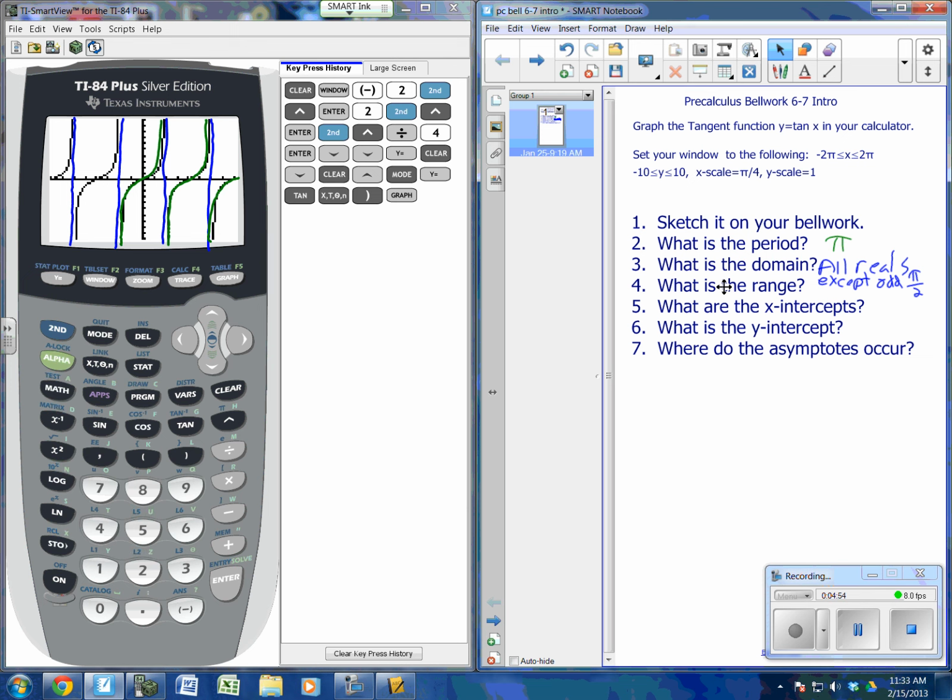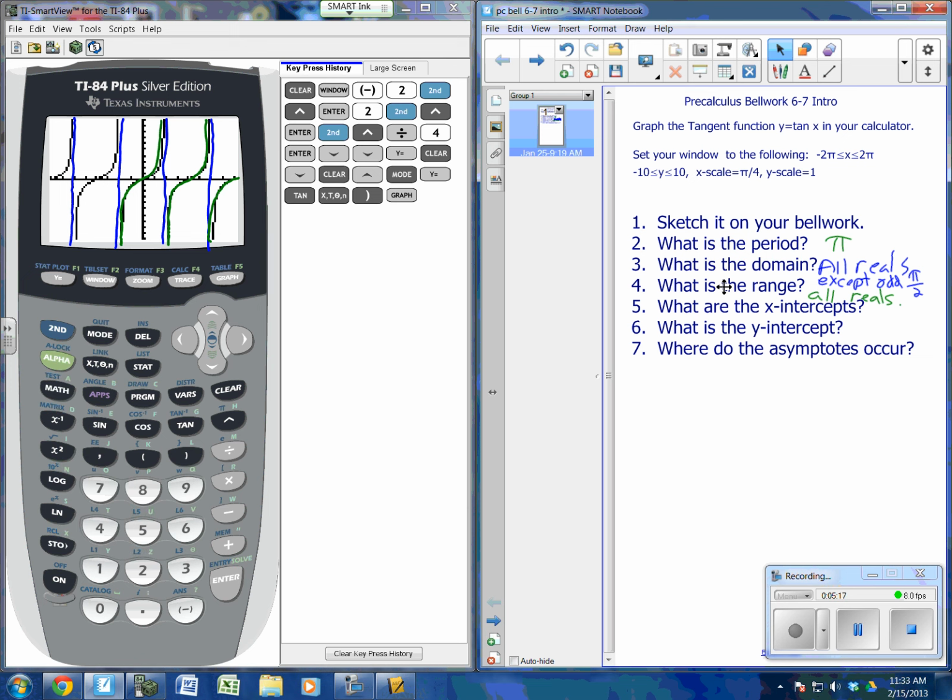Okay, the next question, what is the range? What do you think? Jay says all reals. Do you agree with him? What is the range? Yes, all reals, because it goes up forever and goes down forever. It takes on every y value.